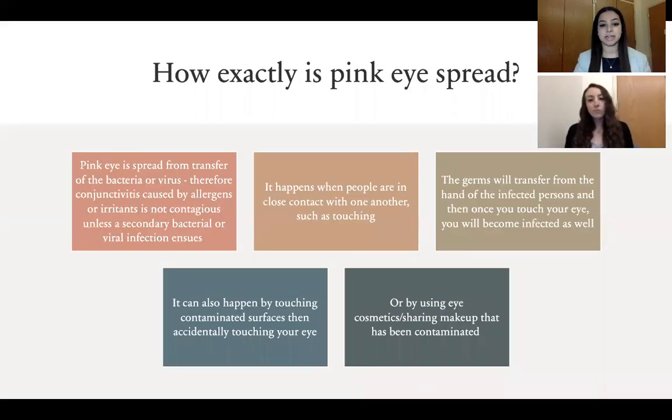How exactly is pink eye spread? It's spread from transfer of bacteria or virus. Therefore, when it's caused by allergens or irritants, it's not contagious unless a secondary bacterial or viral infection ensues. It happens when people are in close contact with one another, such as touching. Germs will transfer from the hand of the infected person, and then once you touch your eye, you'll be infected as well. It can also happen by touching contaminated surfaces, then accidentally rubbing your eye, and it can also be caused by sharing cosmetics.